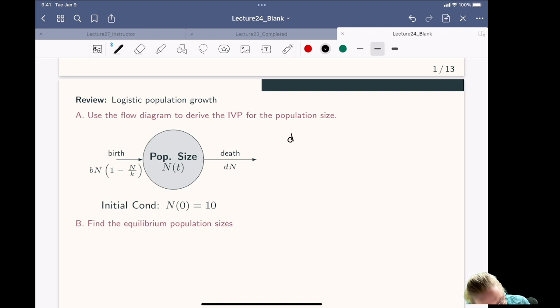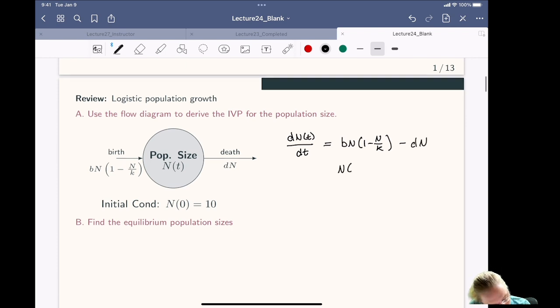Let's do this again for the case of logistic population growth. We start by taking the derivative of our state variable. In this case, that's N. It's the thing inside the bubble. We have bN times 1 minus N over K, minus dN. So flow in minus flow out. And we have our initial condition, N0 is equal to 10 in this case.